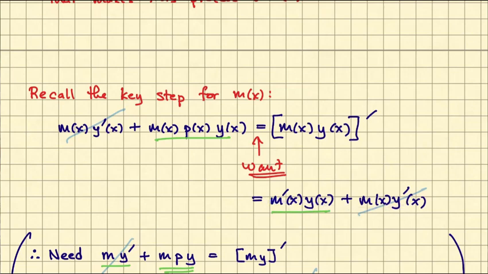Well, if you stare at that for a moment, these are like terms. So if they are equal, then these will cancel each other out. And that means that this green underline must equal this green underline. Remember, m is a function that we know, and p is a function that we know. y is our unknown. So notice there's a common factor of y here.